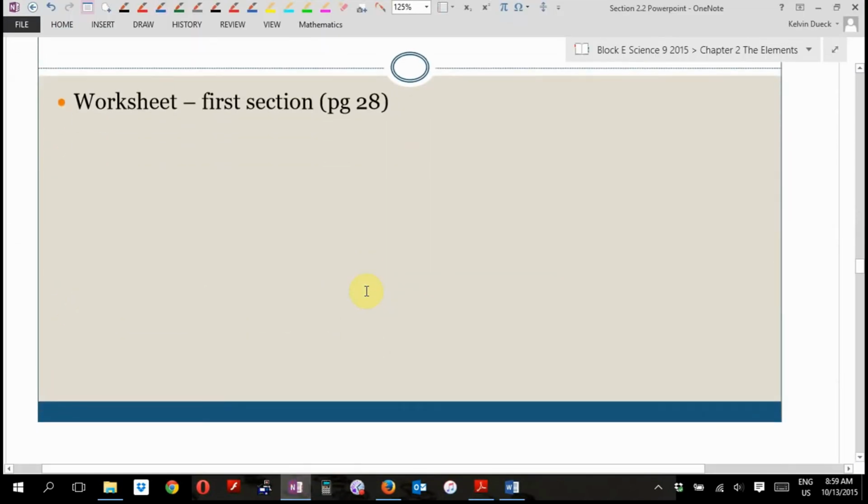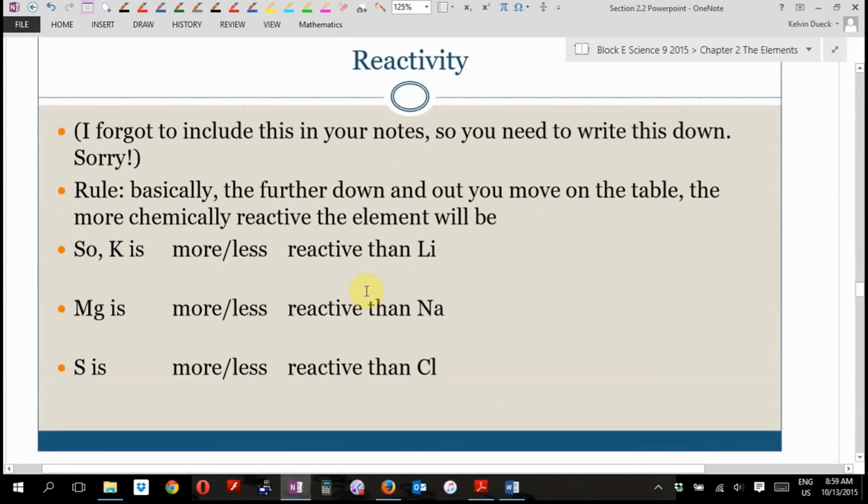It says worksheet, first section, page 28. We're going to come back to that. Let's keep going. I forgot to include this in your notes. Sorry, but I think you have room at the bottom of the page. So you need to write this down. Here's another rule. Basically, the further down... Did I include this in your notes? I don't think I did. No. So you have room at the bottom of that front page. There's like a long little strip at the bottom, yeah?